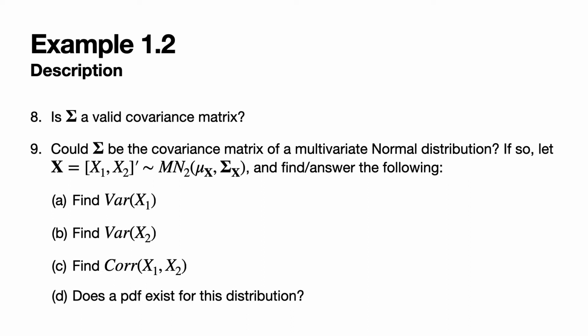If so, then we will define a two-dimensional random vector to have a multivariate normal distribution with this same covariance matrix, and we'll answer the following questions. We'll find the variance of x1, the variance of x2, the correlation of x1 and x2, and then finally, does a PDF exist for this distribution?